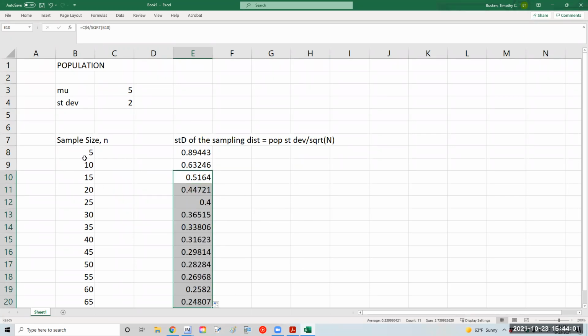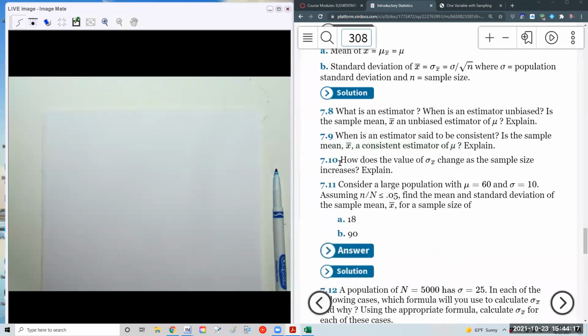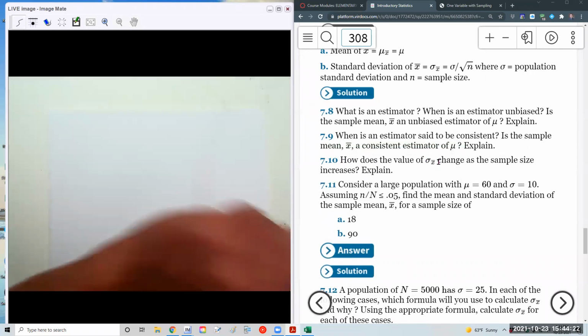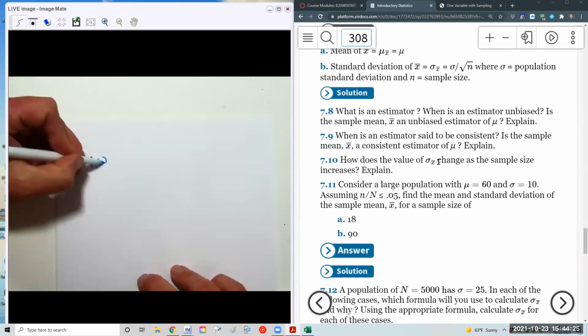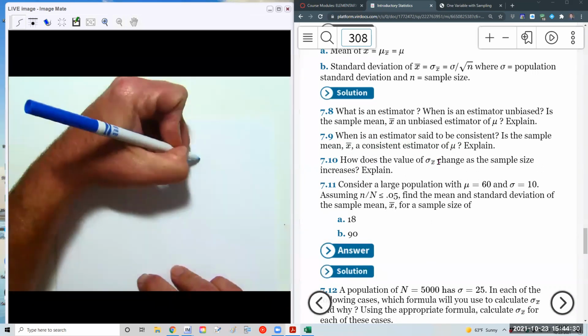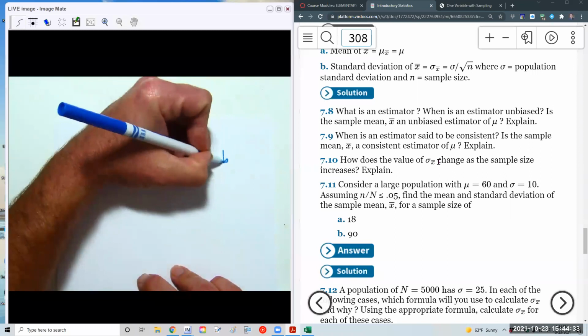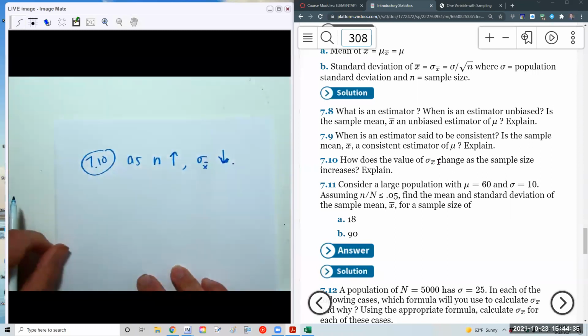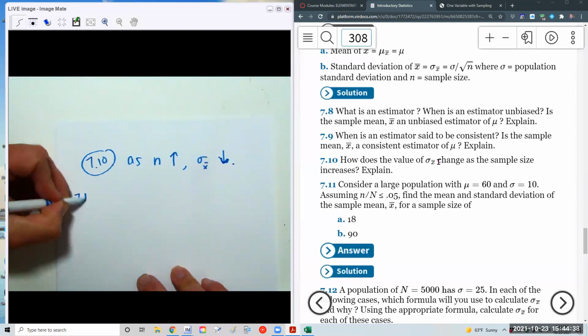So I hope this convinces you: as the sample size increases, all of these numbers decrease. The standard deviation of the sampling distribution decreases, and that's because you've got n in the denominator here. So going back to the answer to question 7.10, the value of sigma sub x bar is going to decrease. As n increases, sigma sub x bar decreases.